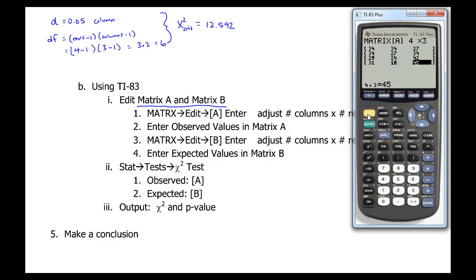So now we can just go back to the matrix function. Second x to the negative 1 for matrix. We're going to go down to matrix B and edit that. And this one also needs to be a 4 by 3 matrix. And here we had 32.1. So again, these are going to be your expected frequencies, the ones that you calculated.